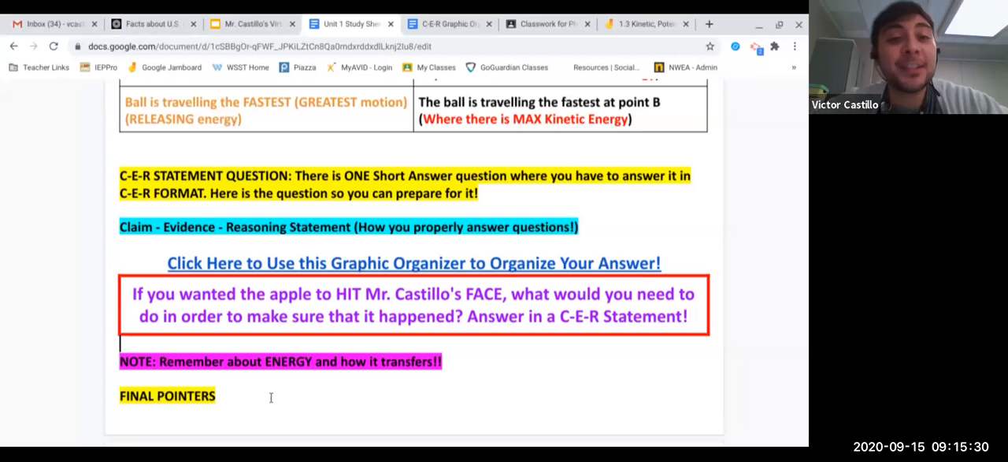Okay. For my async students watching this, you guys are officially done with the study sheet. So this is for your own understanding, to prepare you for the test. So make sure you fill it out completely. Make sure you also fill out the vocabulary words because I'm going to be testing you on those vocabulary terms.